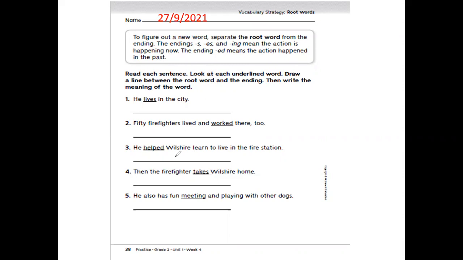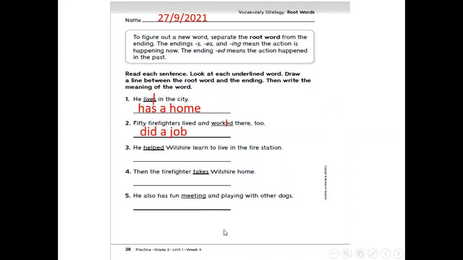He lives in the city. Lives, here the base word is live, and we have the ending s. So what's the meaning of live? It means to stay in a place or to have a home somewhere. Fifty firefighters live and worked there. Worked, the base word is work. Ed here will have the t sound, worked, okay? But the ed is the ending. What's the meaning of work? Work means to get a job or to do the job.